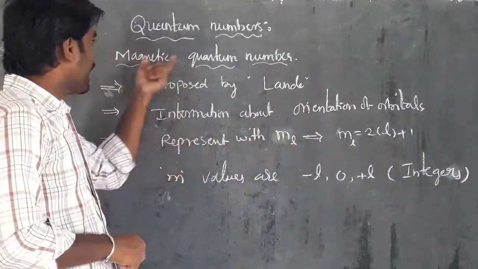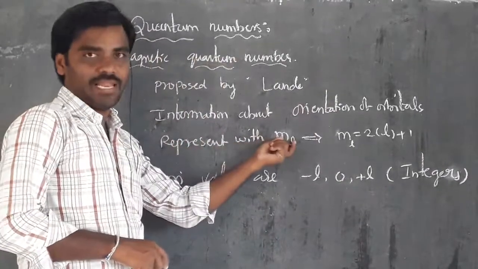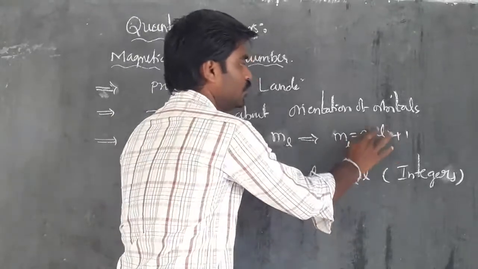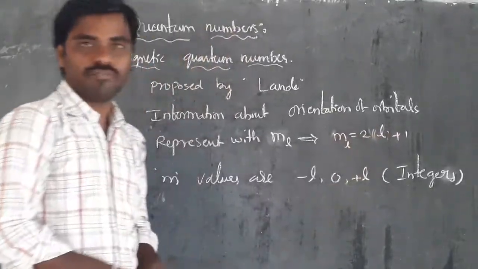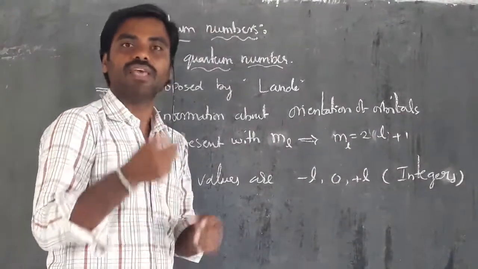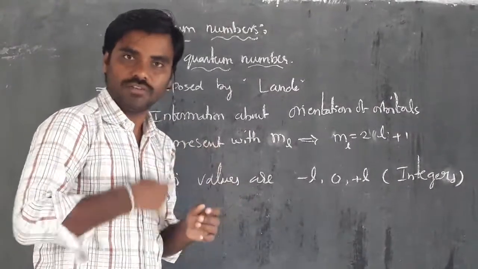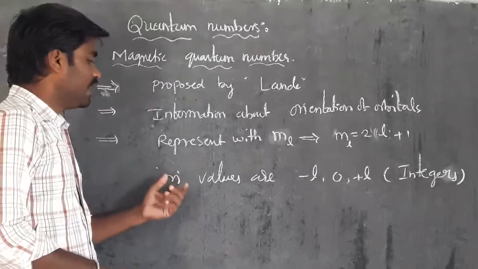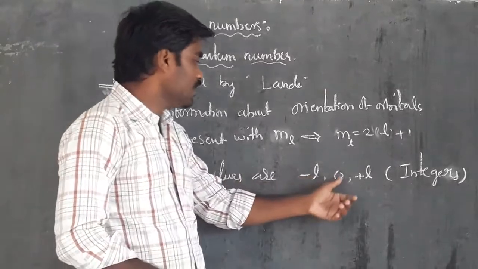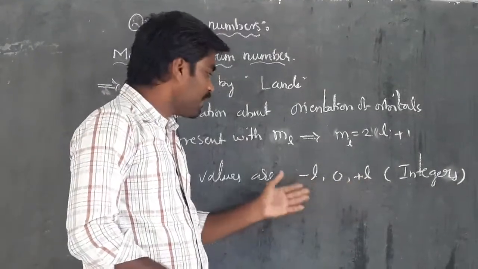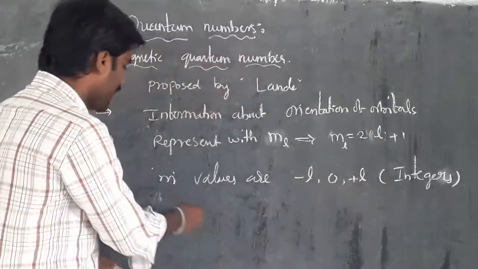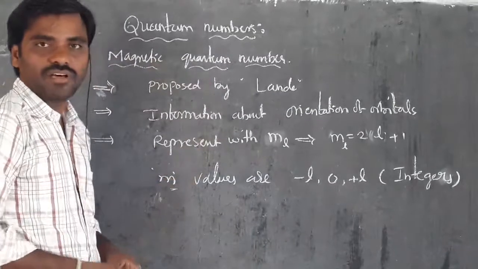The magnetic quantum number is simply represented with ml. ml follows the formula ml is equal to 2l plus 1. Here l is the azimuthal or angular quantum number, whose values start from l is equal to 0, 1, 2, 3, 4, as we discussed earlier. The m values are from minus l, 0, to plus l, meaning negative values through 0 to positive values. We call these integers, so magnetic quantum number values are always integers.